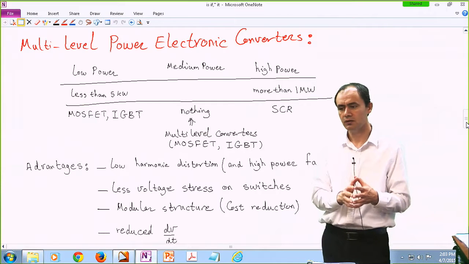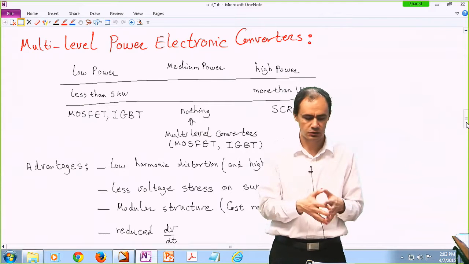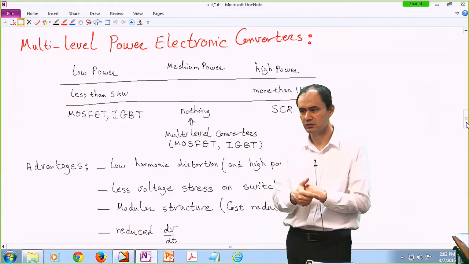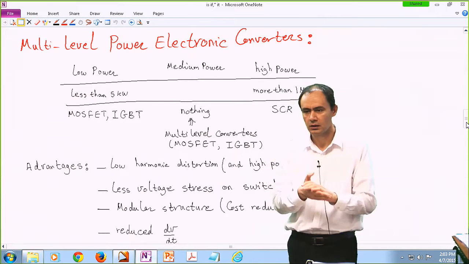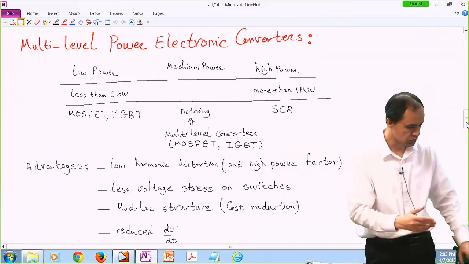They are becoming very popular. Like 10 years ago, if you were at a conference in power electronics, there was a little session, or half a session, on multi-level converters. Now there are many papers submitted in this particular area. There's good research going on.